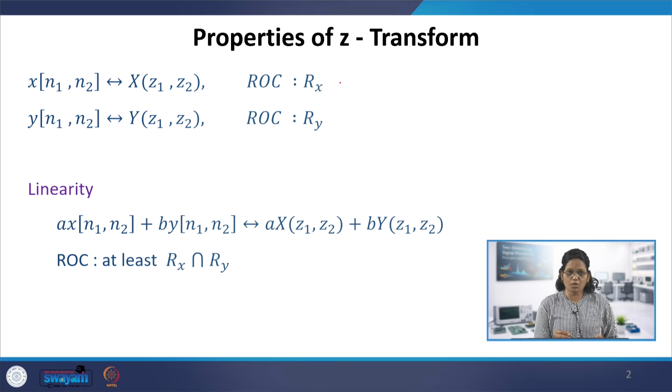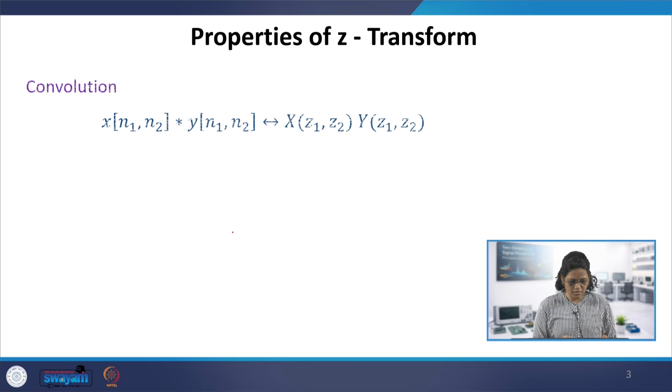So what about the ROC, the region of convergence, which is very important in this case? It's an intersection of Rx and Ry. We had also seen in some of the examples that we found the ROC of two different sequences, part 1 and part 2, and then took the intersection as the common ROC, which is the ROC of the resultant sequence. So the Z transform is linear, and the convolution property, which we had also learned in other transforms, is applicable here too.